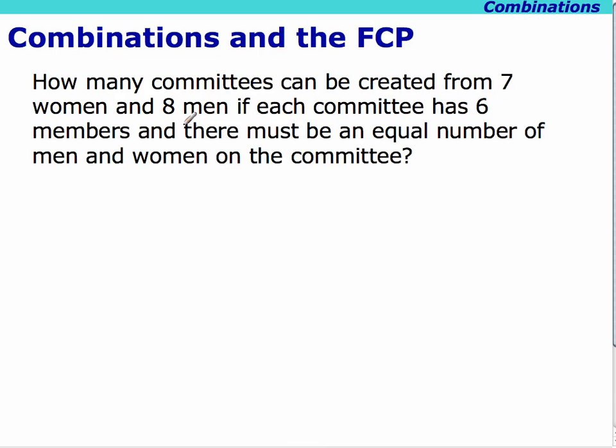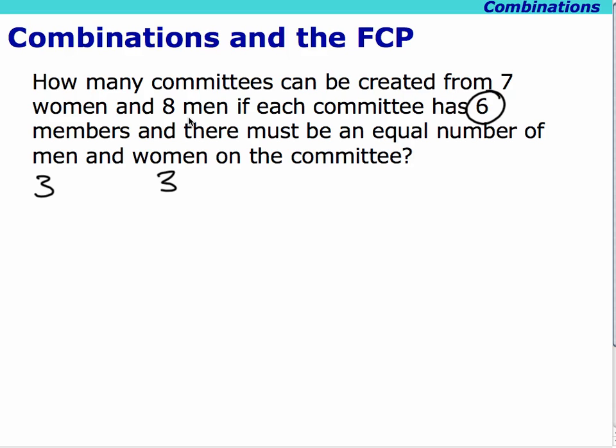Here's an interesting question where I've got a couple things happening. I've got a committee, and it has to be an equal number of men and women. So I have to have 6 members, and the same number of men and women. If there's 6 people, I need 3 men and 3 women. But then they say I have 7 women to choose from and 8 men to choose from.